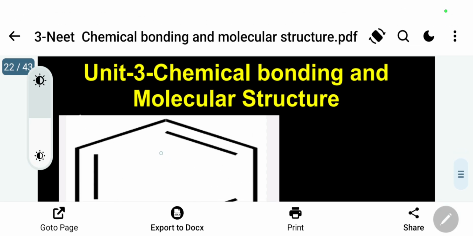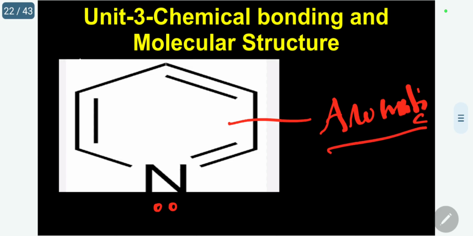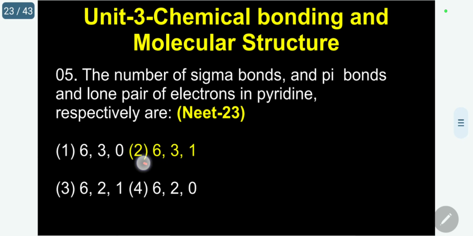The lone pair should be shown outside the ring because pyridine is a hetero-aromatic compound. What is homo and hetero? Homo means all the atoms in the cycle are the same: benzene is homocyclic. Pyridine is heterocyclic. So the correct answer is 6, 3, 1: 6 sigma bonds, 3 pi bonds, and 1 lone pair.